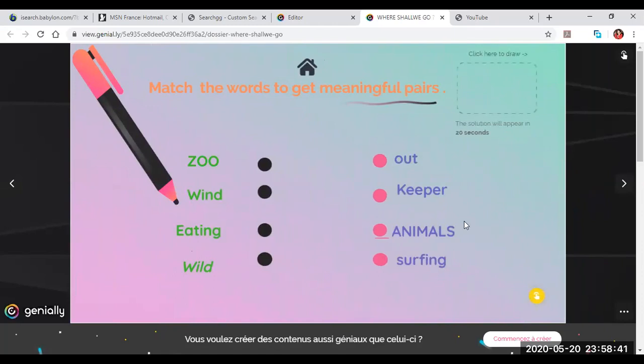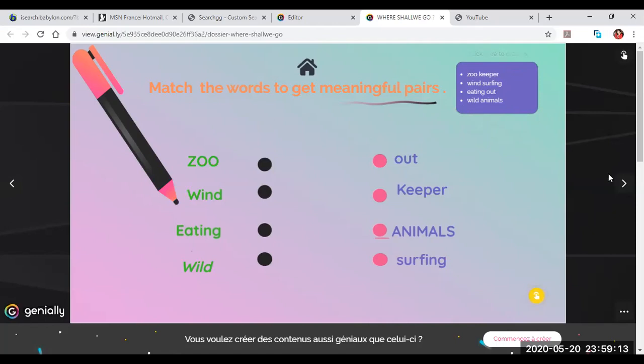Now, here's another matching exercise. You're going to match the words to get meaningful pairs, still related to entertaining activities. The solution will appear in 20 seconds. So very quickly, grab your notebook and write your answers. Here it is. Zookeeper, windsurfing, eating out, and wild animals.